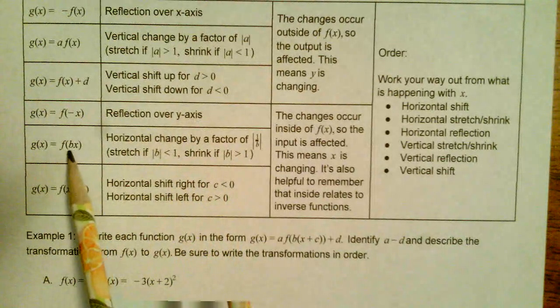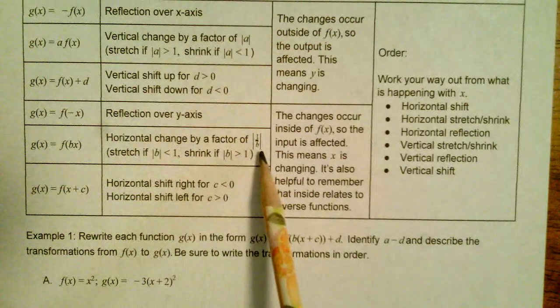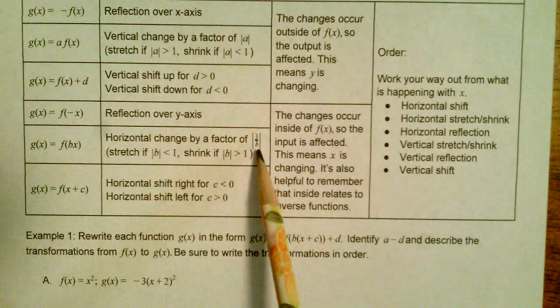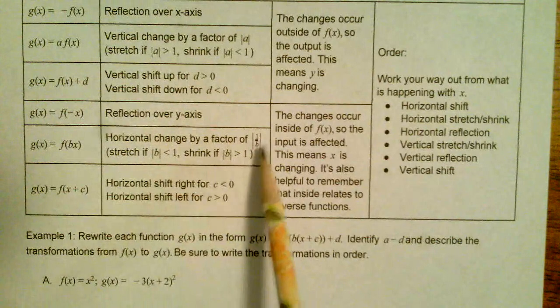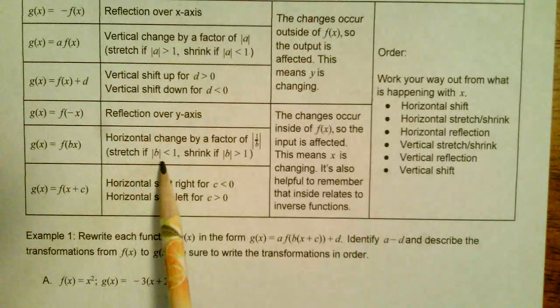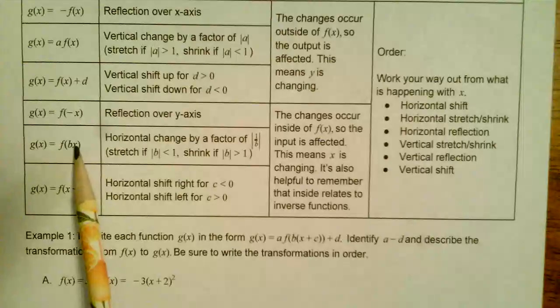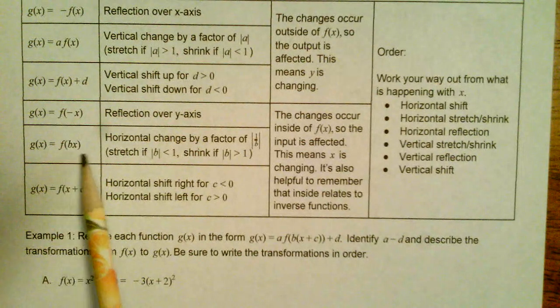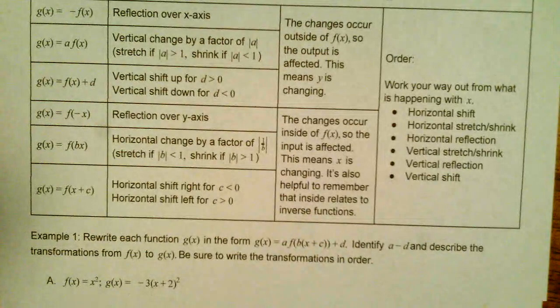If the x in the input is multiplied by a factor, it's going to cause a horizontal change by a factor of 1 over b. This 1 over b is important, okay? It's not just b like it was with a vertical change. It's the reciprocal of b, okay? And it's going to be a stretch if b is less than 1 and a shrink if b is greater than 1. Anytime you're dealing with something inside, I try to think I'm dealing inside and inverse. So reciprocal and inverse seem related to me.